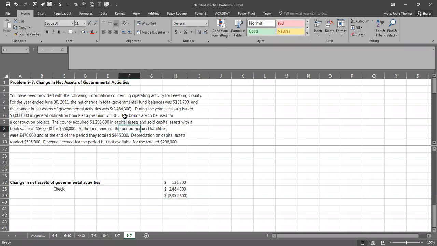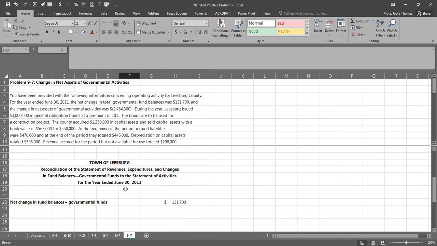We're going to go over problem 9.7 here. It is about the change in net assets and what you need to do to reconcile the change in net assets of governmental activities and the change in fund balances for the governmental funds.